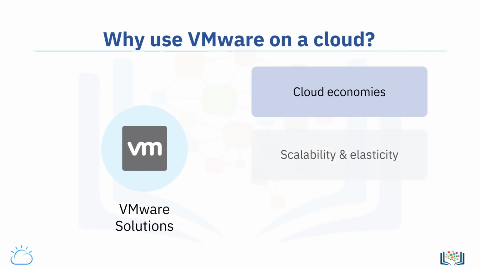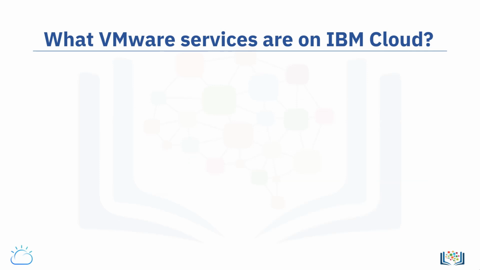Linked into this is scalability and elasticity. If you need more capacity, you order it. You can scale it up and down as you need. And the last point is high availability. By using a cloud provider, you ensure your workloads can take advantage of the underlying highly available networking between regions of a cloud. IBM Cloud offers two VMware-based services.